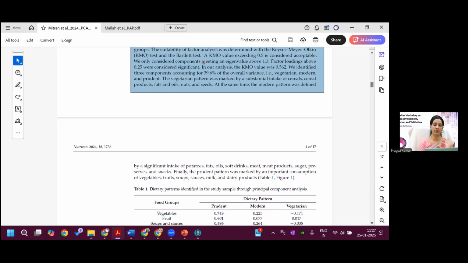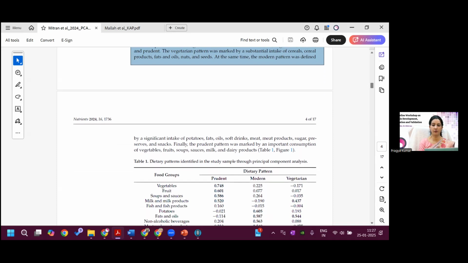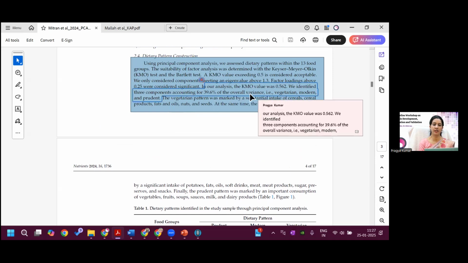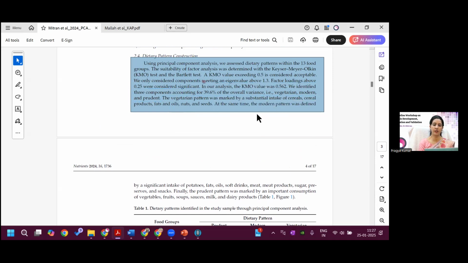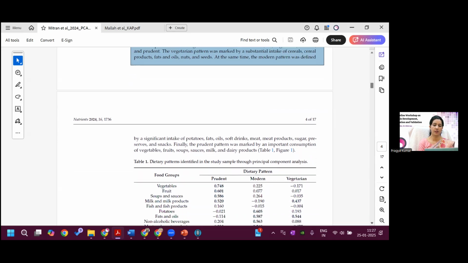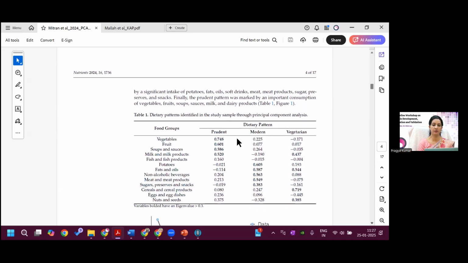Okay. Thank you, Dr. Ravi. So you can see that they have also reported the same. We'll see the analysis part, the KMO. Although they have taken a KMO value of 0.5, it should be at least 0.6, as we have seen. The variance is also 40%, which is not a very good variance. Generally, it is said that they should be able to explain at least 60% of the variance. And you can see they have given the loadings for all the three patterns, like vegetables, fruits.